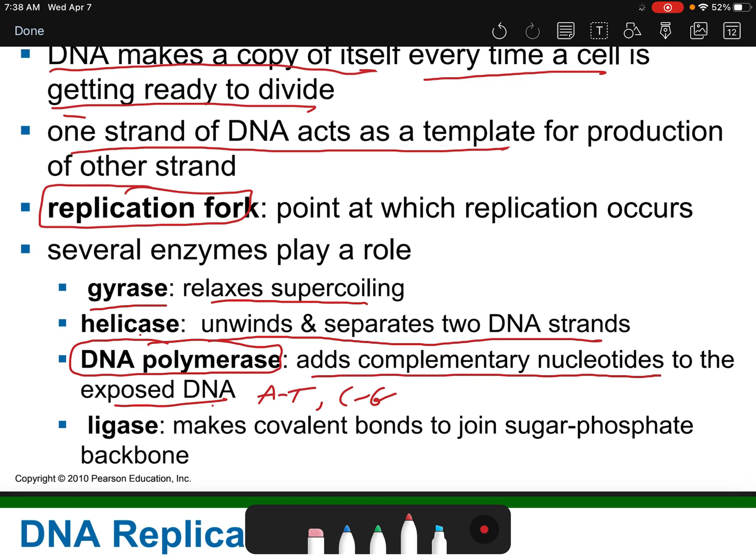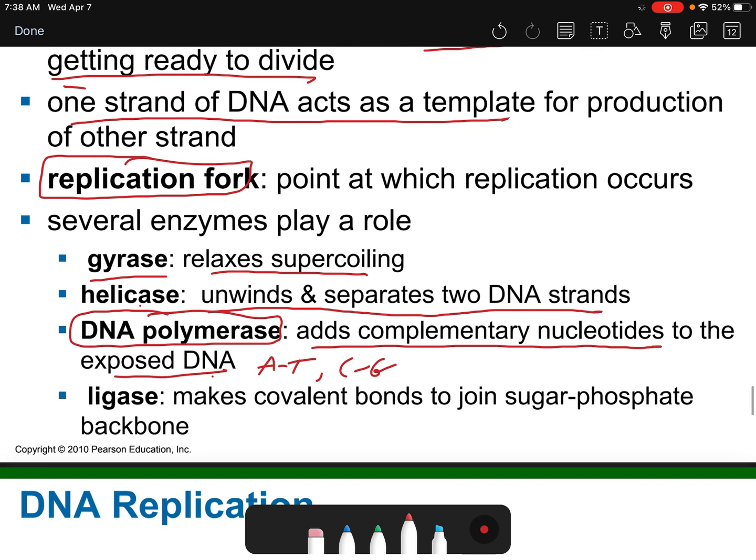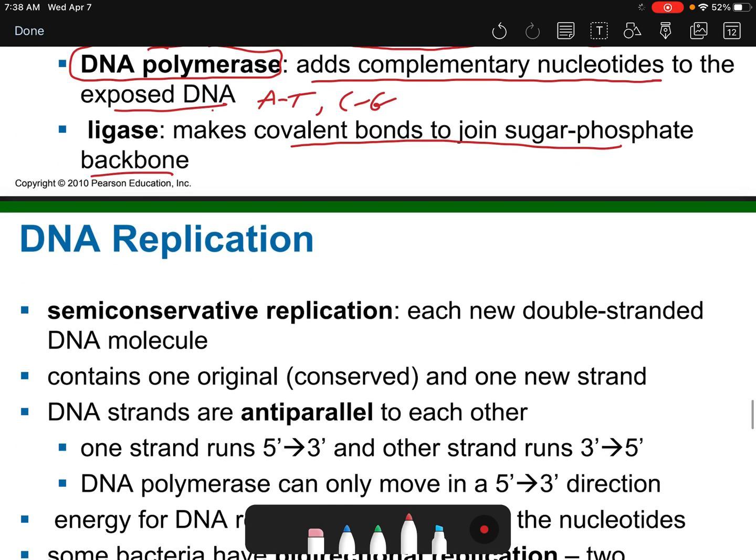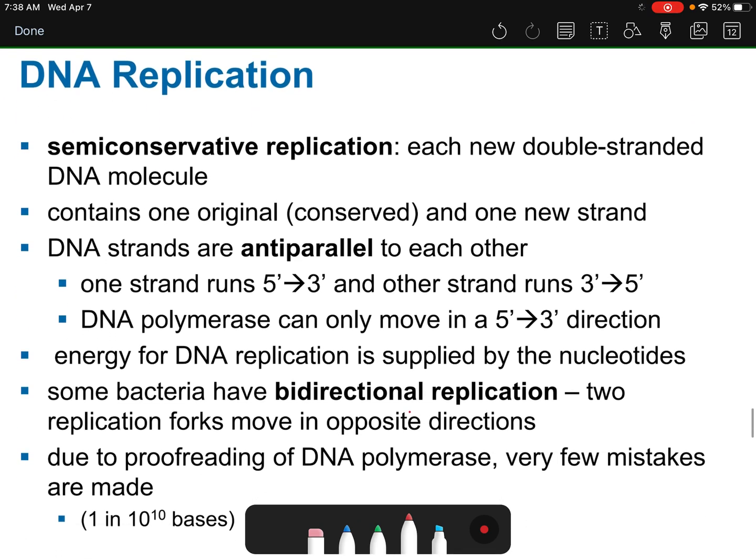And then ligase seals up the sugar phosphate backbone to join those. It makes those covalent bonds. So lots of different enzymes involved. We call DNA replication semi-conservative because each new double strand is going to contain one original and one new strand. Okay, one original, which was conserved, and one new strand.